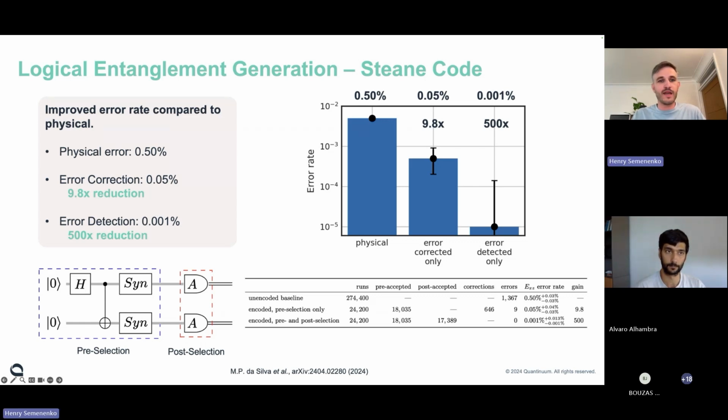Then if, instead of error correction, we just perform error detection, so we would just reject the states which had a non-trivial syndrome measurement, we actually improve this by an estimated 500 times. This is based on estimated percentages, given the low number of samples that we have and what we would expect the error rate to be. So we are managing to vastly improve on the error correction.